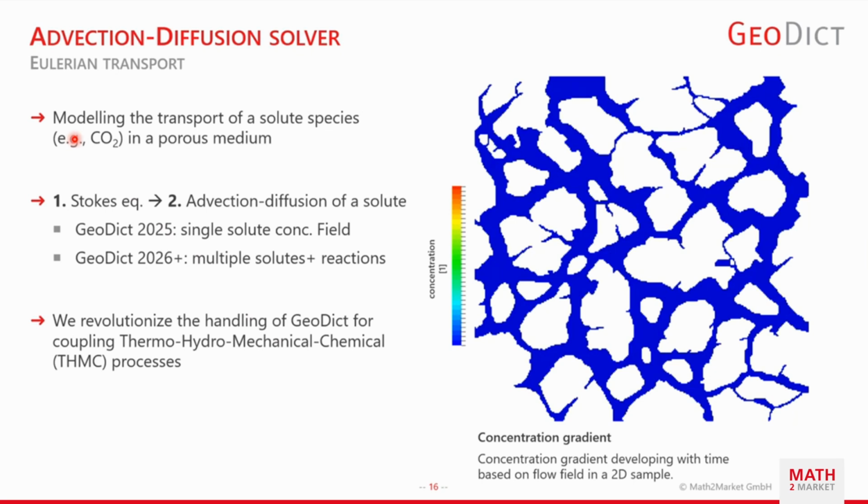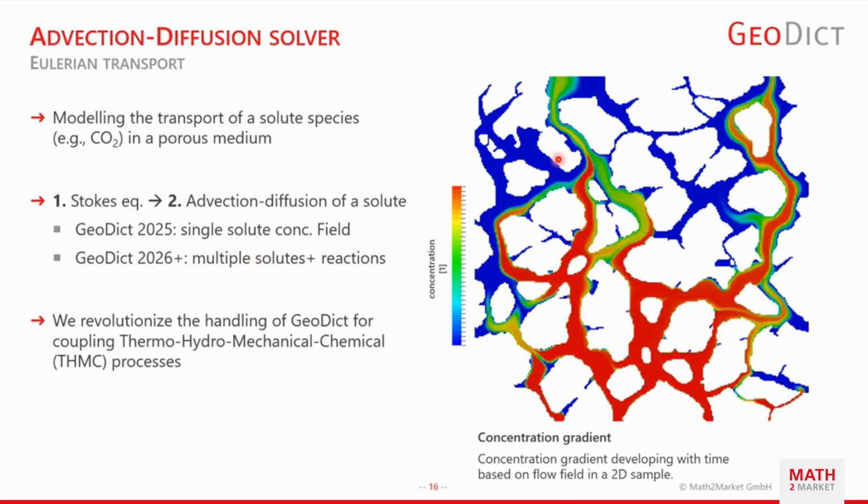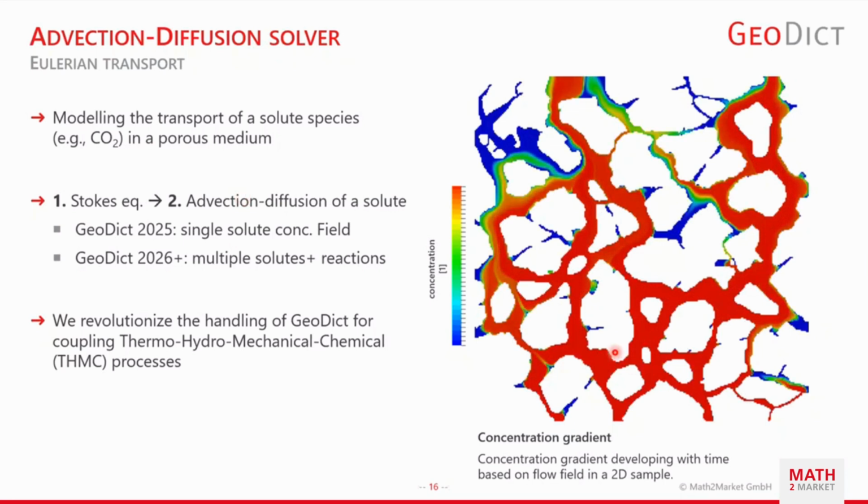The way this works is first by computing the Stokes equation to get the actual flow field, and then by running the advection diffusion equation, where it considers the concentration of the inflow solute, and based on its, for instance, diffusion property and the computed flow field, there will be the transport in the porous medium.